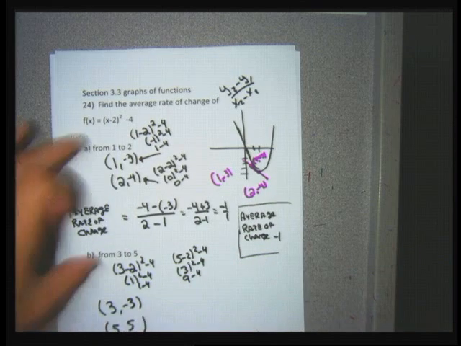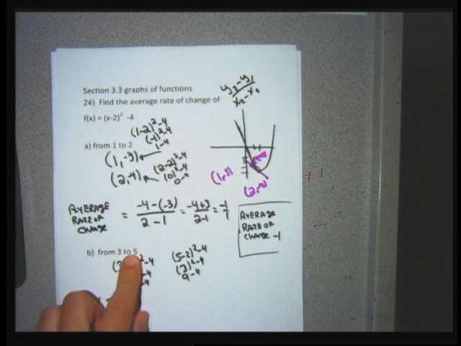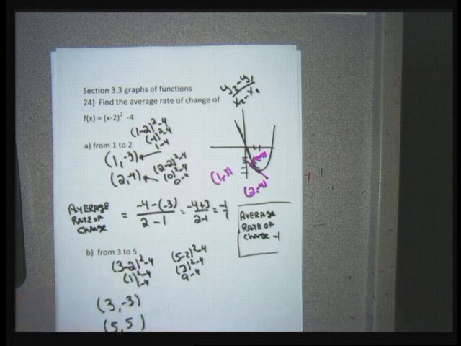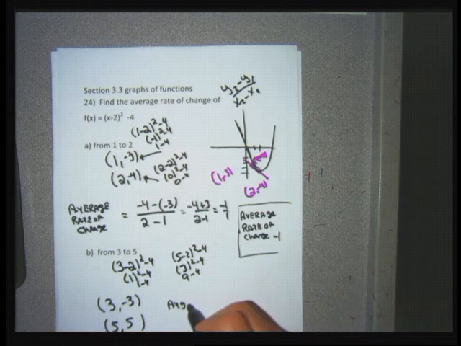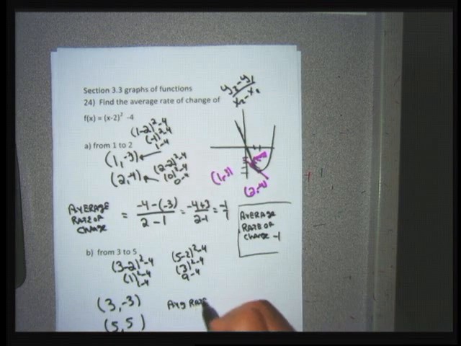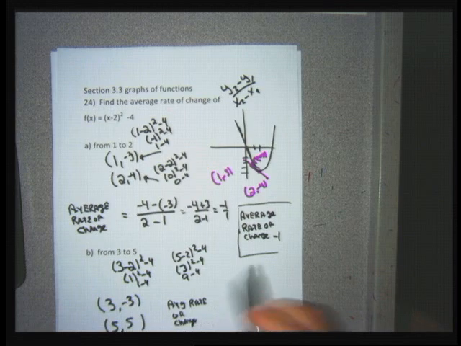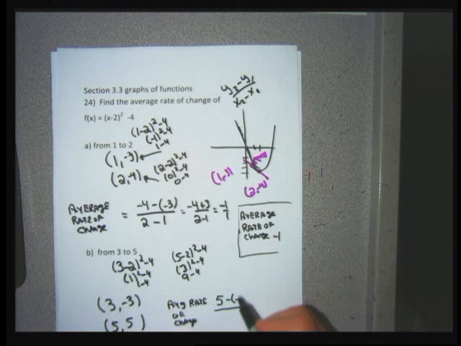So to find the average rate of change, given the x coordinates, I need to find the corresponding y coordinates. And now I use the formula for slope. So the average rate of change between the points (3, -3) and (5, 5) is going to be y2, which is 5, minus y1, which is negative 3, over x2, which is 5, minus x1, which is 3.